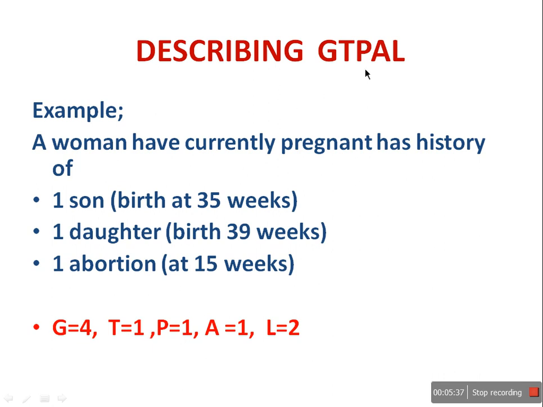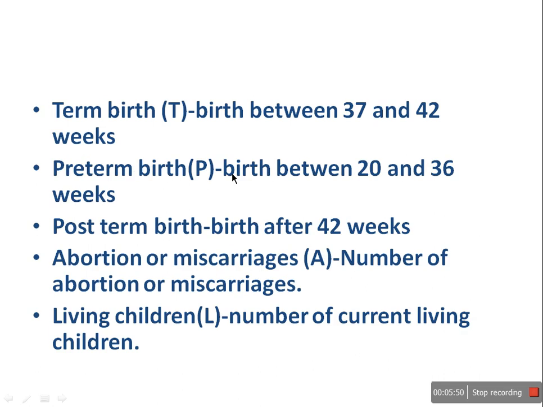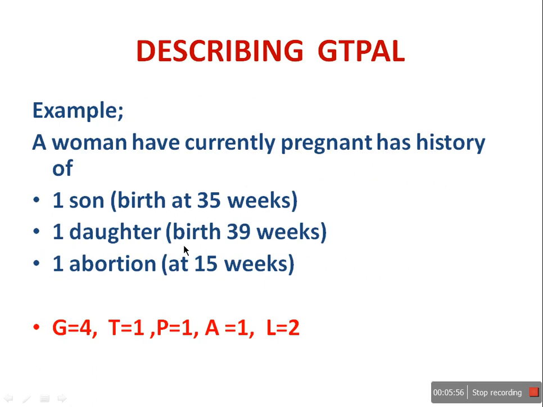Then P means preterm birth. Preterm birth means birth between 20 weeks and 36 weeks. If you have confusion, you can see here birth between 20 and 36 weeks. Here you can see 35 weeks, one son. So preterm birth is 1.